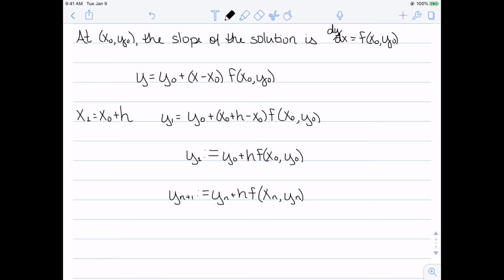And continuing this process gives us this formula that yn plus 1 is defined as yn plus h times f of xn, yn. We can also redefine our x's in this recursive formula form, where xn plus 1 is equal to xn plus h. So this is the general idea. This is how we find our points, x1, y1, x2, y2, x3, y3, etc. And then we just draw the line segments between these points, kind of like a connect the dots.